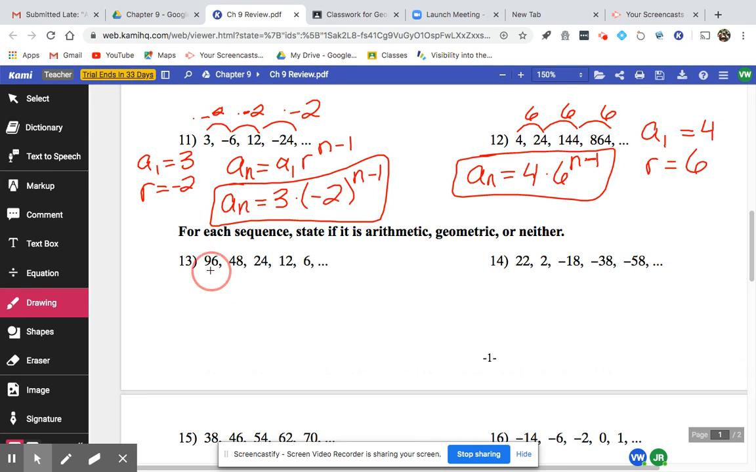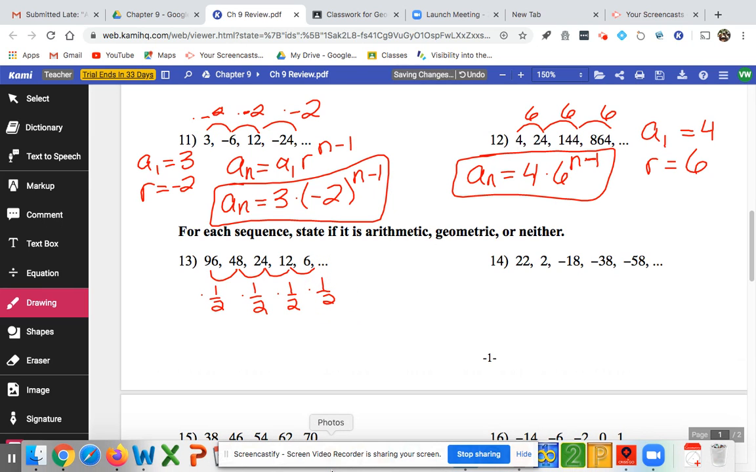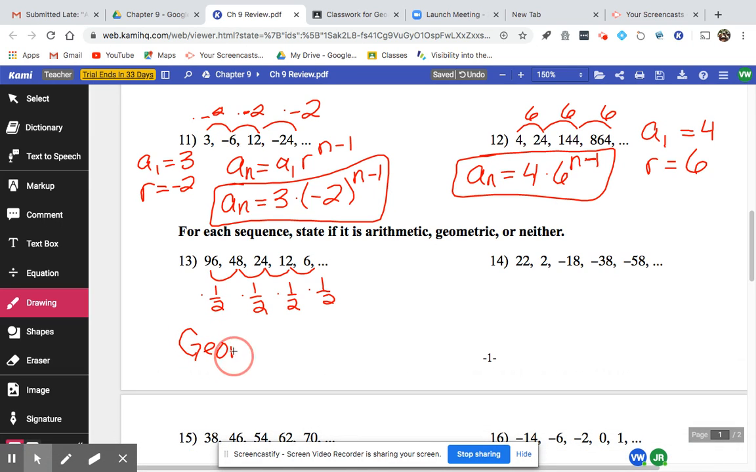96 times a half is 48. 48 times 1/2 is 24. Okay, we're looking good. 24 times 1/2, that does get us 12. And 12 times a half, that does get us 6. So yeah, multiplying by the same number, 1/2 over and over again. So this one is actually geometric.